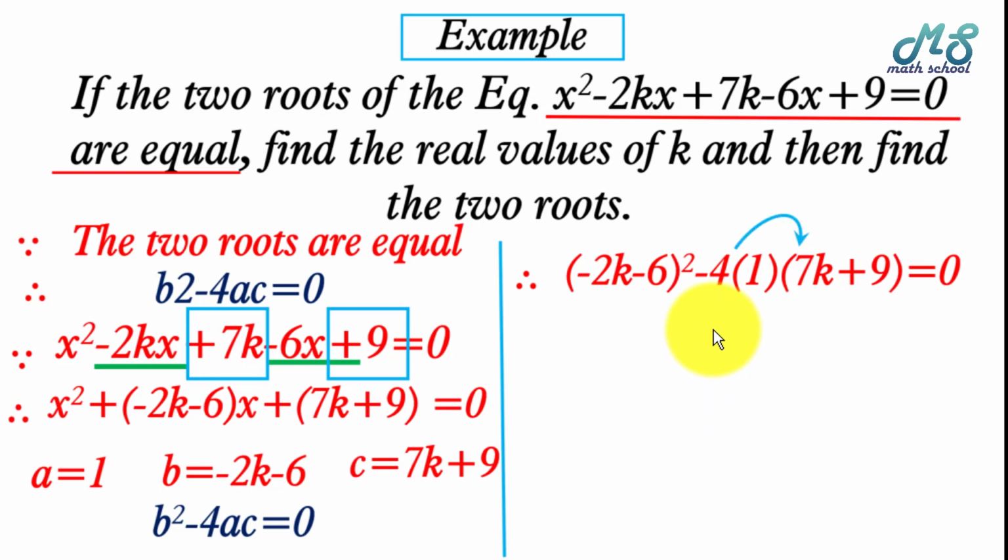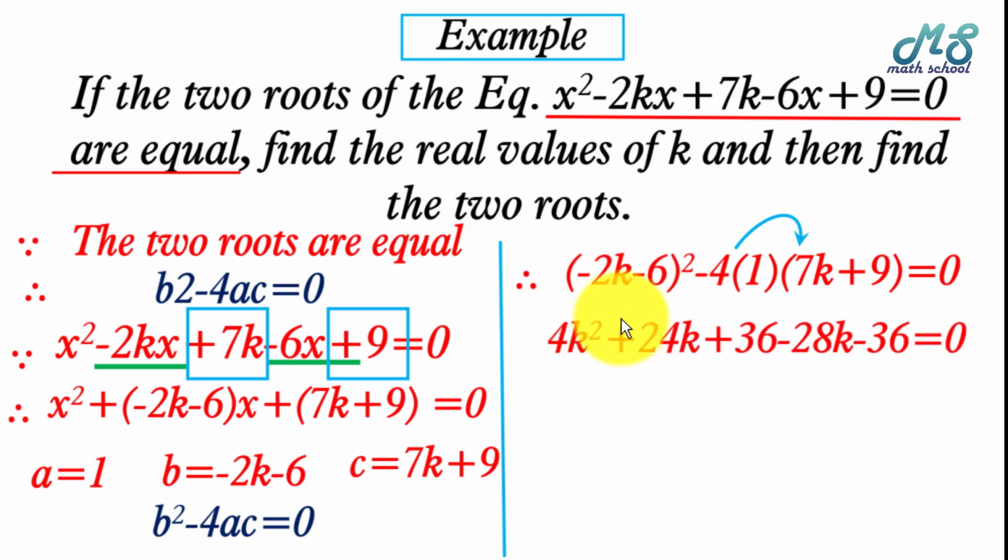Just simplify guys, we will use the distribution property and find the expansion of the bracket negative 2k minus 6 squared, which equals 4k squared plus 24k plus 36. Negative 4 times 7k, it will be negative 28k minus 36. Now simplify. You can cancel 36 with negative 36. We have 4k squared. 24 minus 28 guys, it will be negative what? Yes, negative 4k. We have 4k squared minus 4k equals 0.